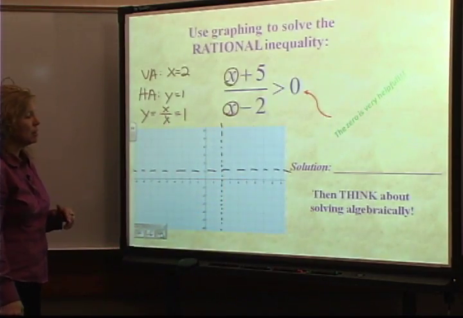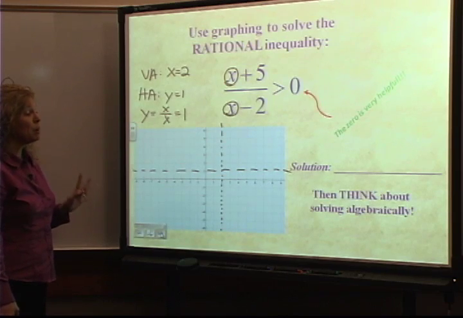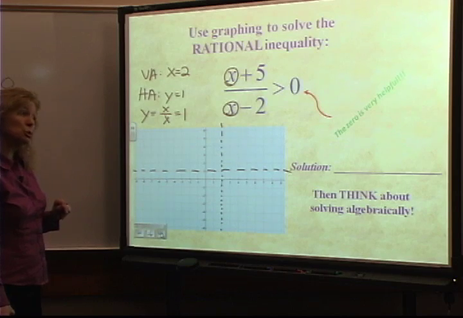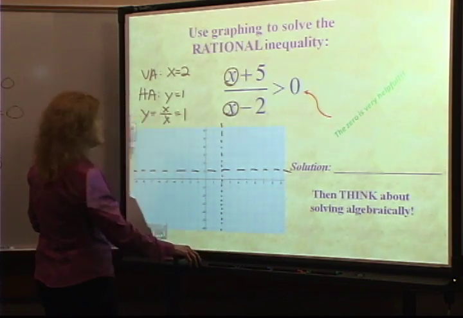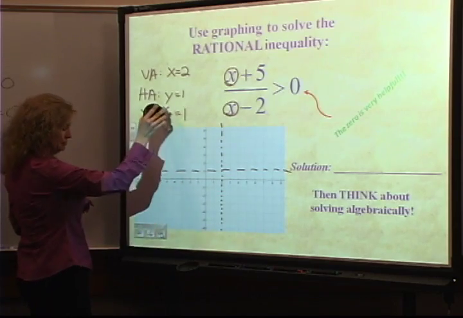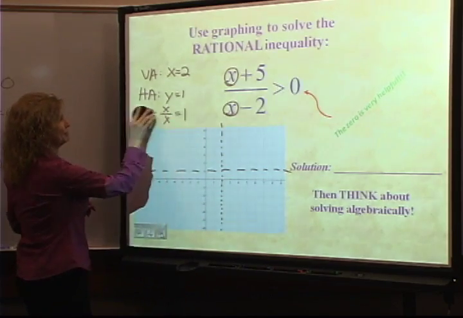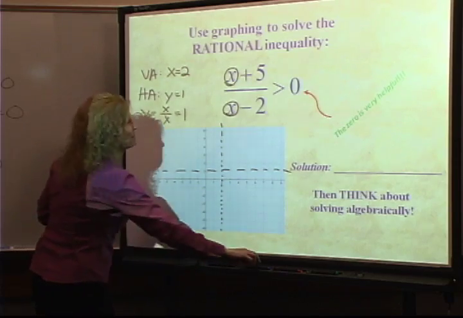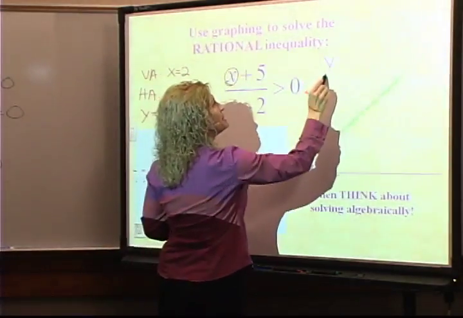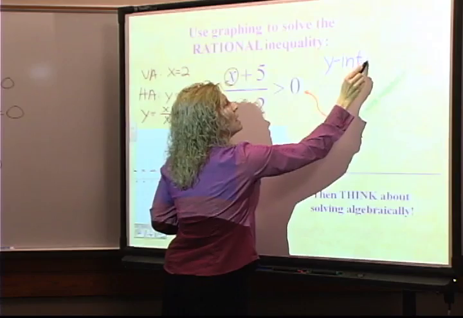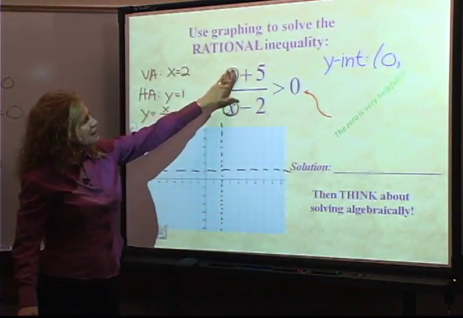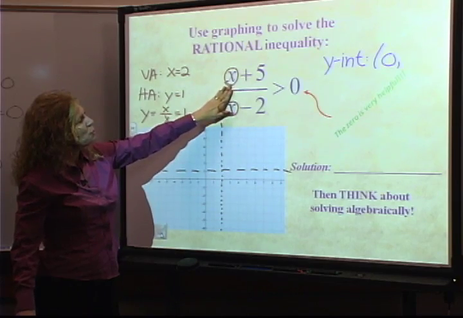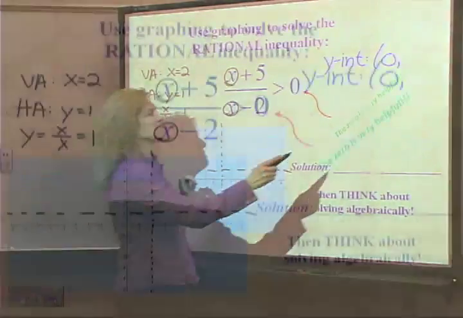Okay. Well, from here we've got a pretty good idea of what's going to happen, but it's a good idea to find 2 other points, y-intercept and x-intercept. To get my y-intercept, I put 0 in for x. So 0 in for both of those, we get a -5/2.